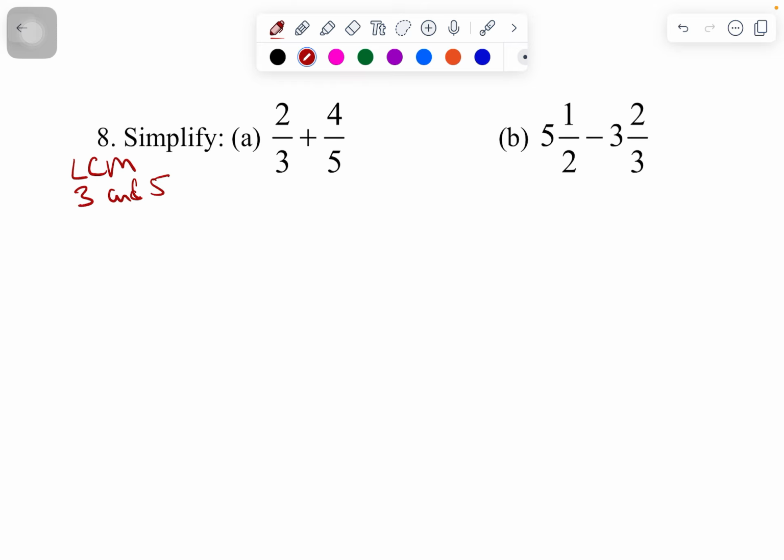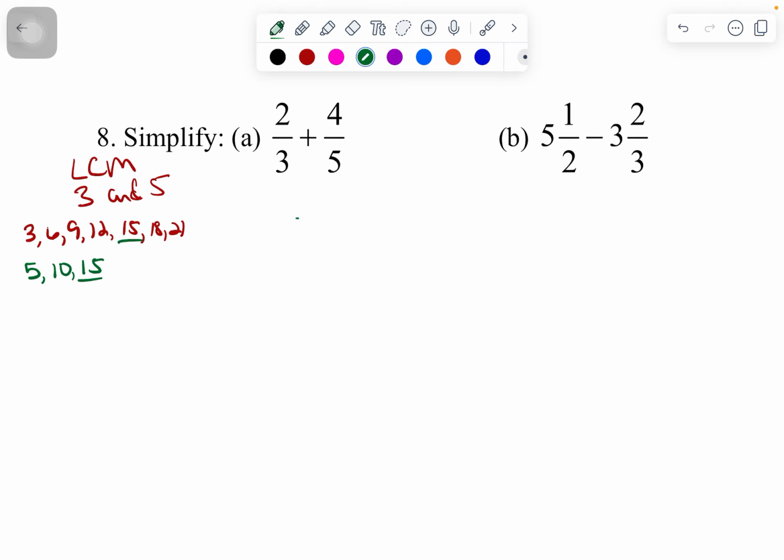So if you know what it is off the top of your head, awesome. If you're not sure, feel free to write out the multiples of 3. So 3, 6, 9, 12, 15, 18, 21. Keep going if you need to. Separately, I'm going to write out the multiples of 5. 5, 10, 15. I'm going to stop right there because 15 is on both my lists.